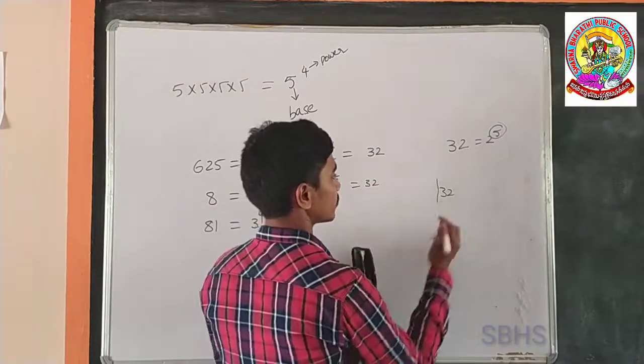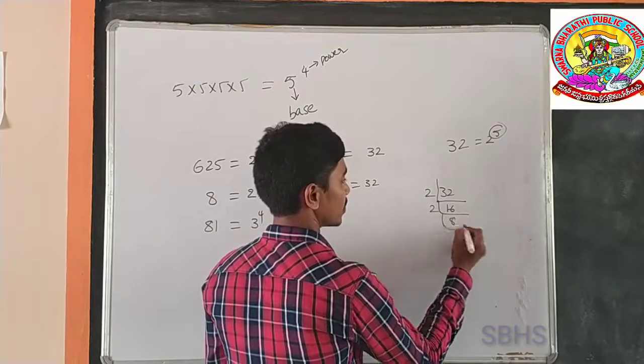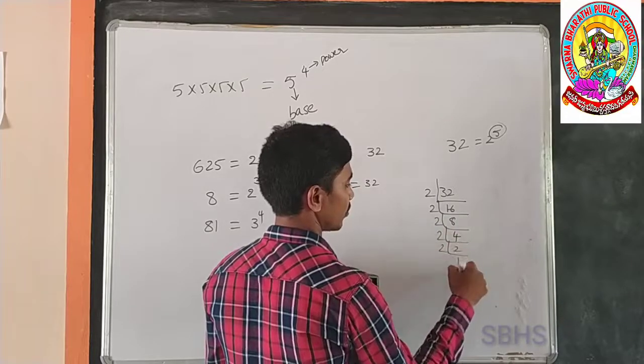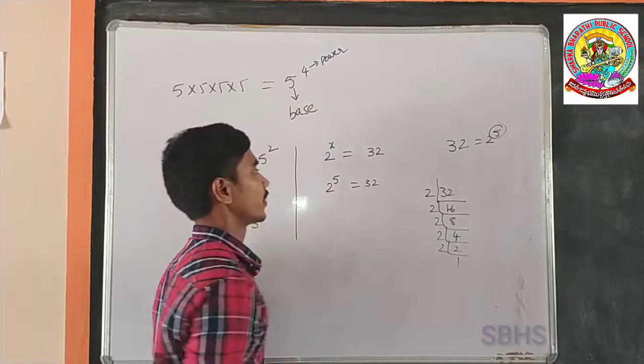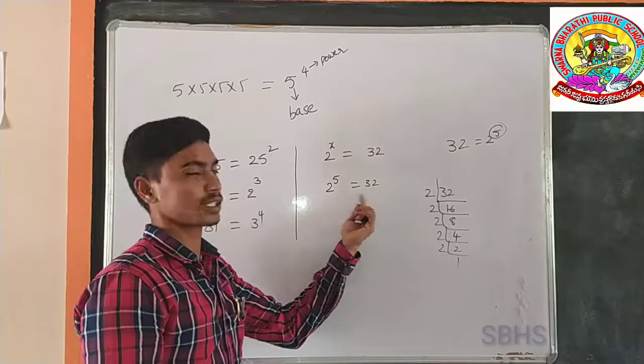or simply by doing prime factorization. 32 divided by 2 is 16, 16 divided by 2 is 8, 8 divided by 2 is 4, 4 divided by 2 is 2, 2 divided by 2 is 1. So 2 into 2 into 2 into 2 into 2, how many times? 1, 2, 3, 4, 5. 2 is repeatedly multiplied 5 times to give the answer 32.